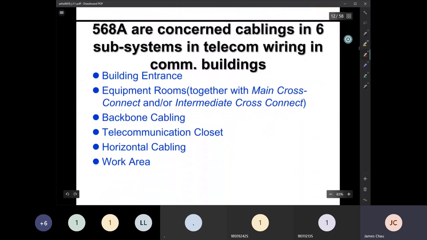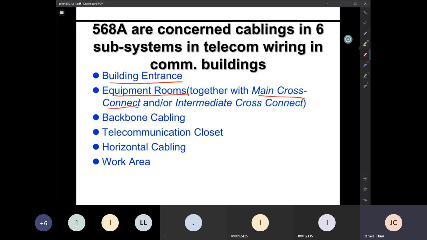So under the 568A for the cabling, we build up some subsystems in a building. Okay, and we will describe to you one by one at the end of the lecture. It includes the building entrance, equipment rooms, together with the main cross connect.